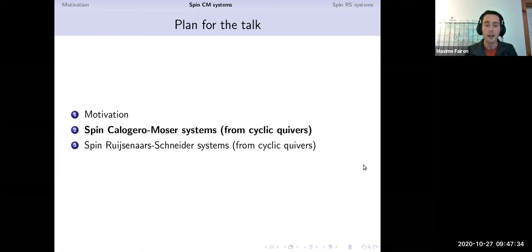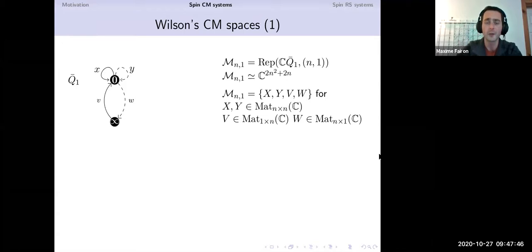and move on to the spin Calogero-Moser systems. Okay, well, there are several such systems because we will have generalization from cyclic quivers. Okay, so first, let us try to reinterpret the usual Calogero-Moser system using a quiver.